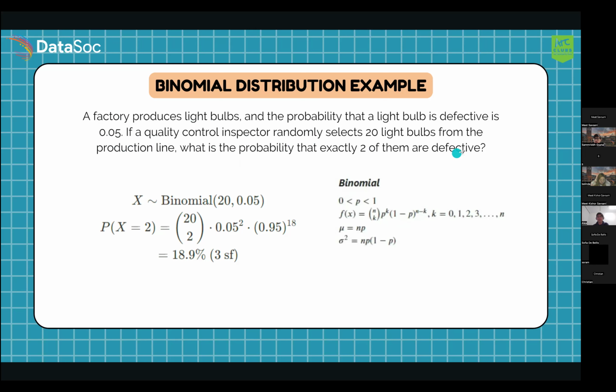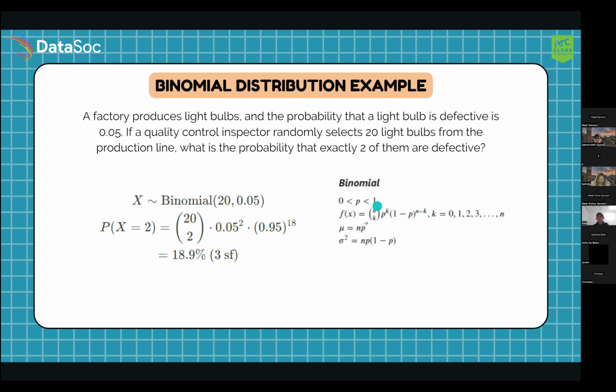So we know that we can model this example as a binomial distribution, where n is 20, as there are exactly 20 light bulbs being selected, and the probability of success, the probability that a light bulb is defective, is 0.05, which is 5%. So we want to find the probability that exactly 2 of them are defective. So we want to find the probability that x equals 2.